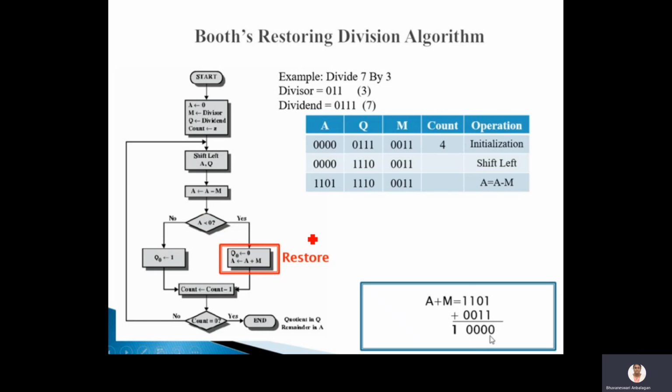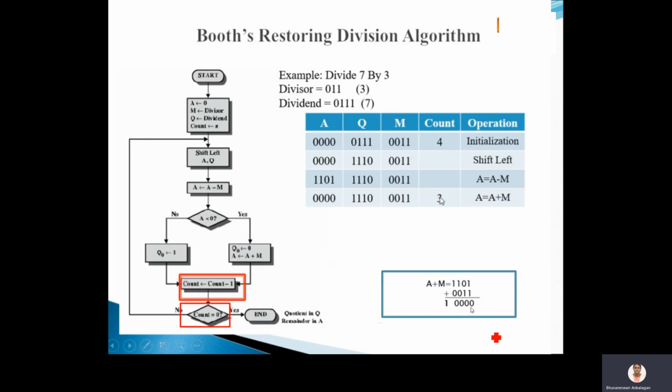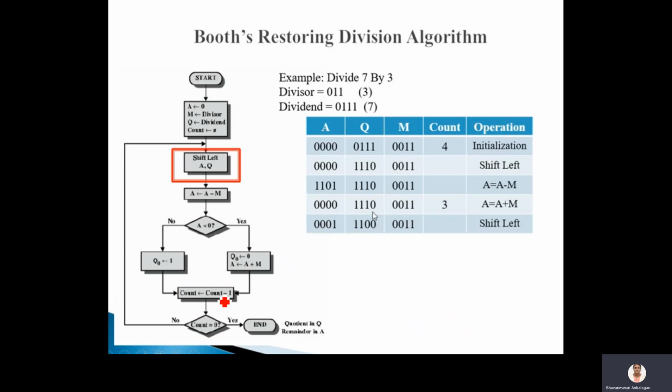Okay. So what is A? A plus M. So I am adding these two values. So I am getting this 10000. So what am I going to do? I am going to take only the 4 bits here, and then I will discard this value of 1. And then what is another important thing I have to do? Since the sign bit of A is equal to 1, I have to make the value of this Q0 as 1. This I am going to set here. Okay. And then in the next step, I am decrementing the value of count. Count is becoming 3 over here. And then the next cycle is going to start.